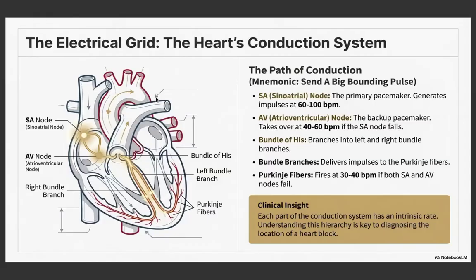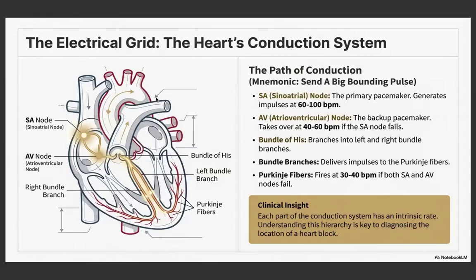And then you have your AV node. It's between your atrium and your ventricles. It is your backup pacemaker. So it takes over once your heart rate kind of drops to 40 to 60 beats per minute, or if your SA node fails. Then you have your bundle of His, which branches out into your bundle branches.